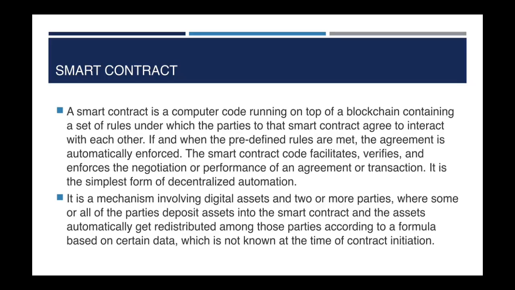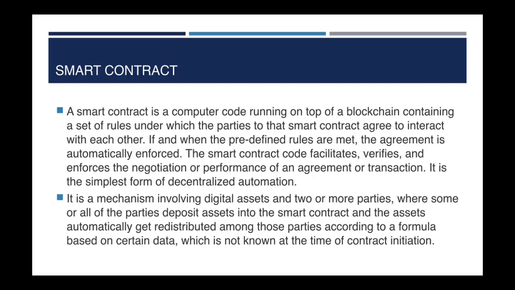Now let us understand what smart contracts are. A smart contract is computer code running on a blockchain network. It contains a set of rules which both parties have agreed upon. When these rules are met, the agreement, or the smart contract, will get automatically executed. A smart contract between two parties is mainly for transferring digital assets in the network.